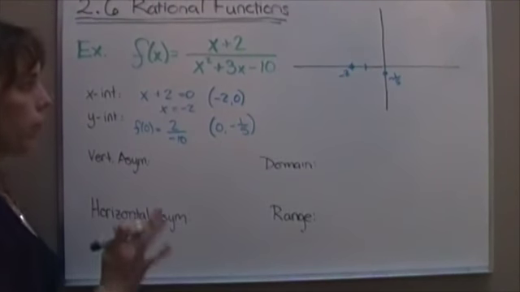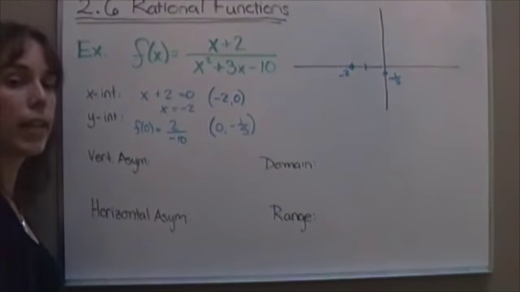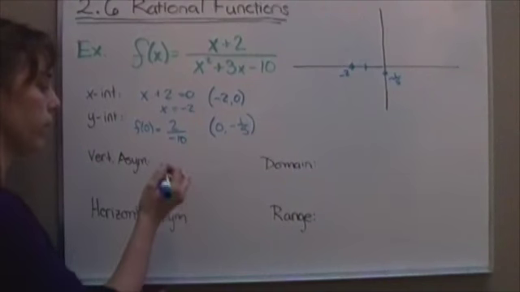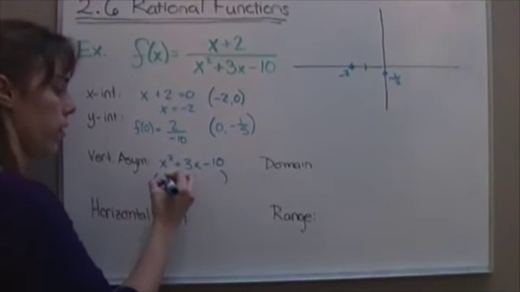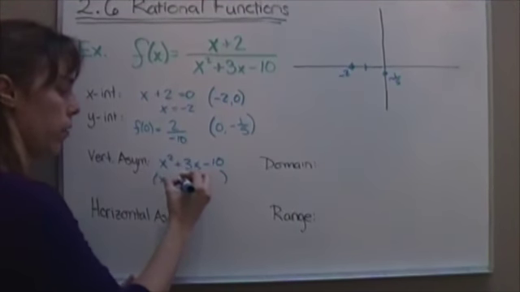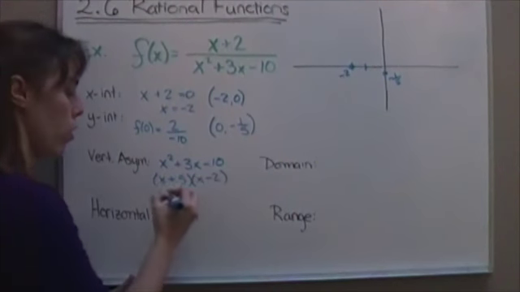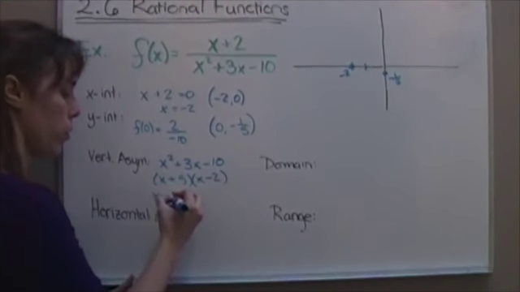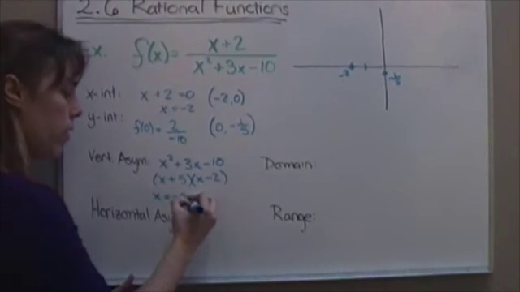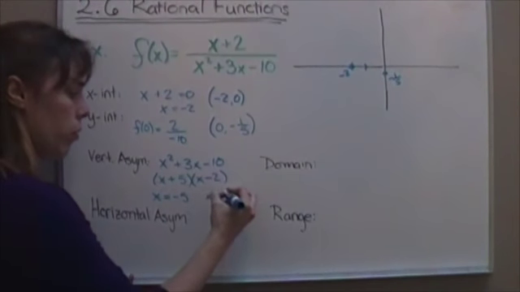Vertical asymptotes. Things that make the denominator equal to 0. Well, this would be easier if I factored it. X plus 5 and x minus 2. So the vertical asymptotes are at x equals negative 5 and x equals 2.